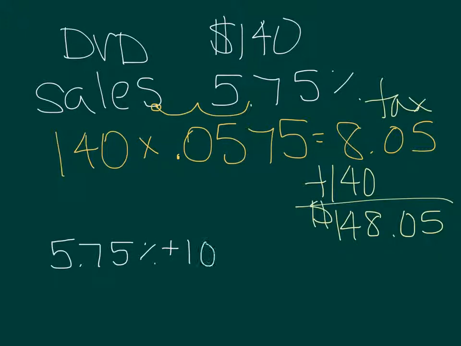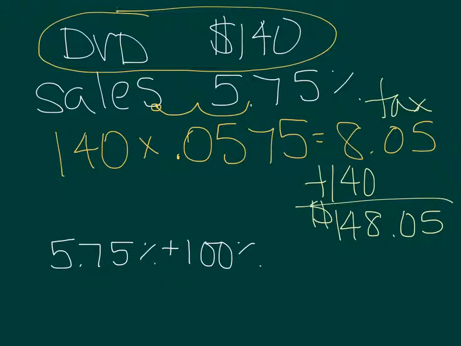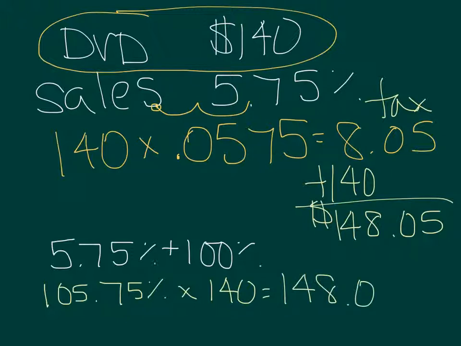You can do the same problem a different way, and you can add the tax percentage, so 5.75, to 100%. Because you are going to be paying 100% of the cost of the DVD, just in addition to the tax. So that would mean that you are actually going to be paying 105.75% of, which is multiply, 140. So if you multiply that out, you get 148.05. So you can either figure out the individual sales tax and add that to the price, or you can consider that you're paying 100% of the price plus the 5.75% sales tax, multiply, and get the same answer.